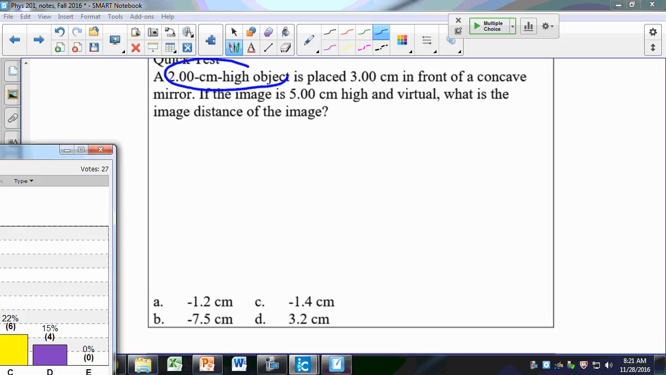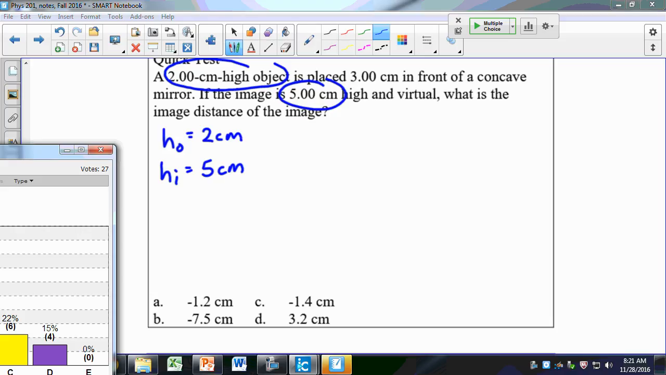This is the object. So I know that HO is equal to 2 centimeters. And then I also know that HI is equal to 5 centimeters. Now, what I don't know is whether this image is inverted or upright. But I can intuit a little bit of that because it gives me this information about it being virtual. Is a virtual image going to be inverted or upright? Or can you tell?